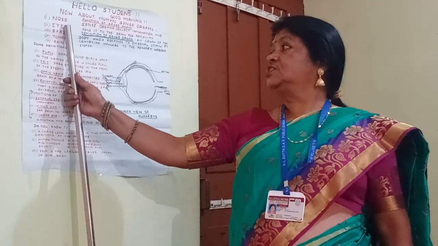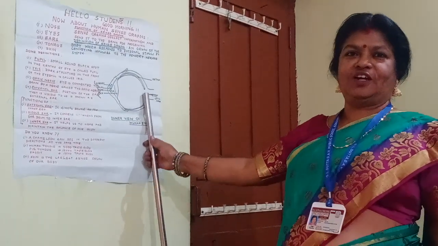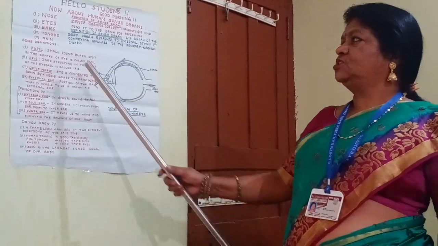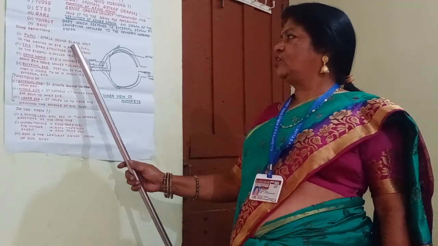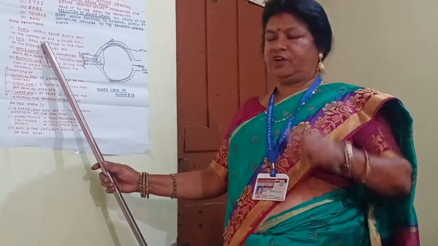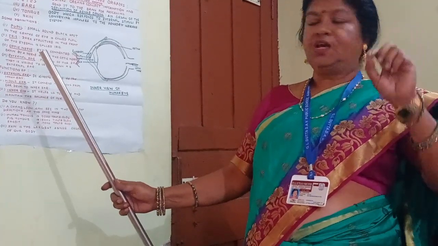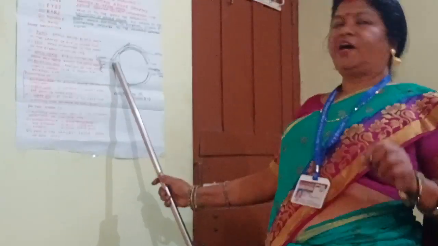And in eyes, we will study in detail the structure of our eyes, how we are able to see any object. In eyes, you will have to learn some definitions. Pupil: small round black spot. There is a bigger black part in our eyes, and inside that is a small round black spot, isn't it? That is known as the pupil. You can see here in the diagram.